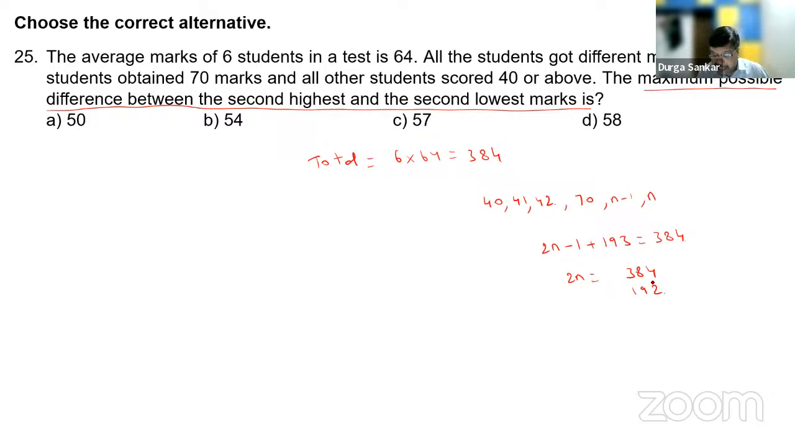Oh, there is a 70 as well, right? My bad. So these types of mistakes also happen. In an exam, I might miss one question, 1 mark or 1 score, and then I calculate it in this manner. So 384 minus 192, I get 192. N is equal to 192 by 2, 96. But none of the answer options will have 96, right?